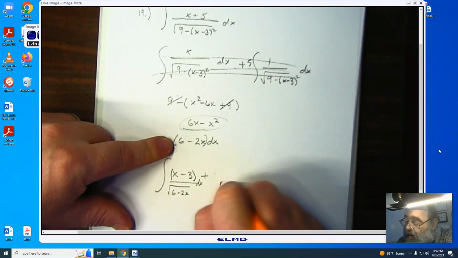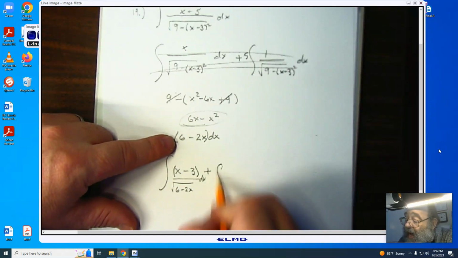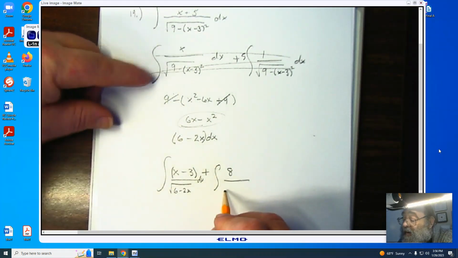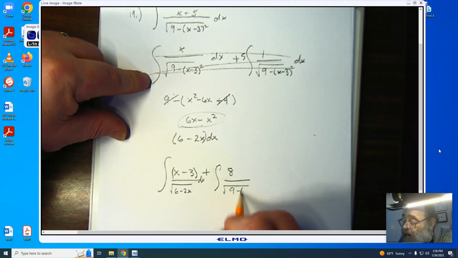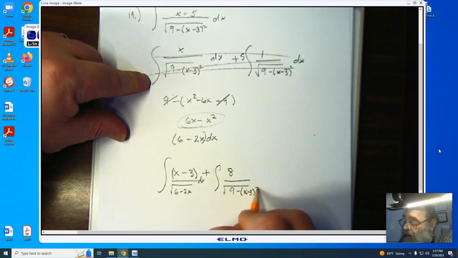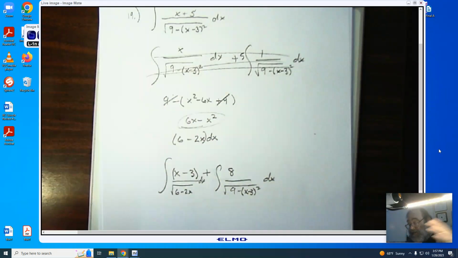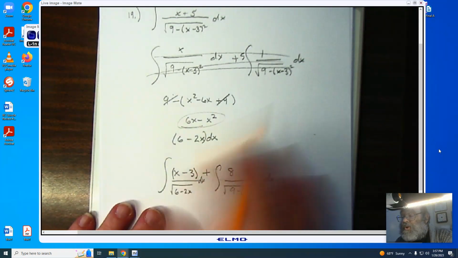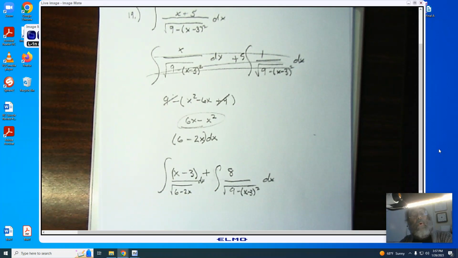I'm just writing down my problems so that I can see exactly what I'm working with, and I now have an 8, and I have the square root of 9 minus x minus 3, the quantity squared, and my dx. All right, now I can begin. All of this was just trying to figure it out so that I could work through it.